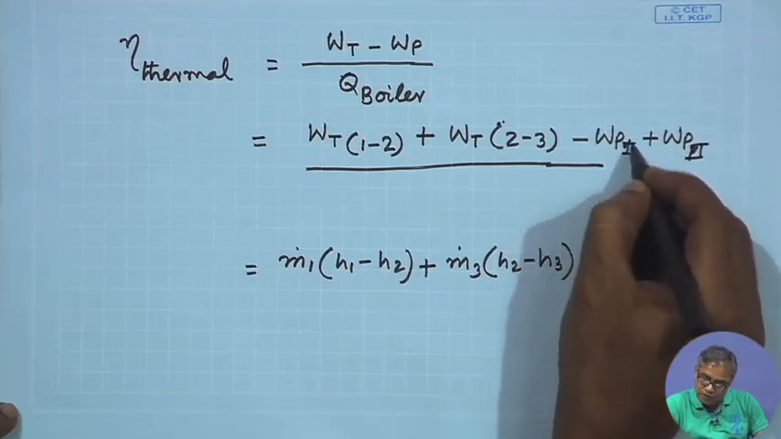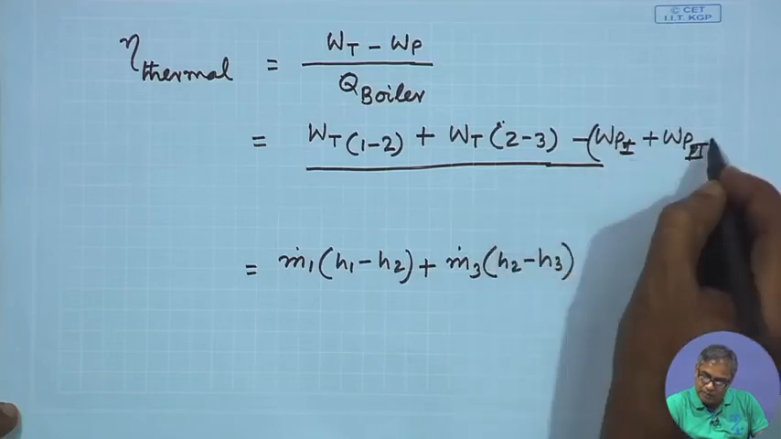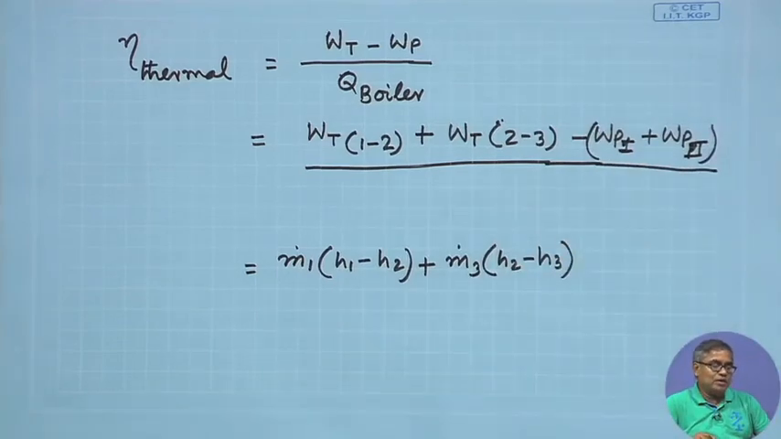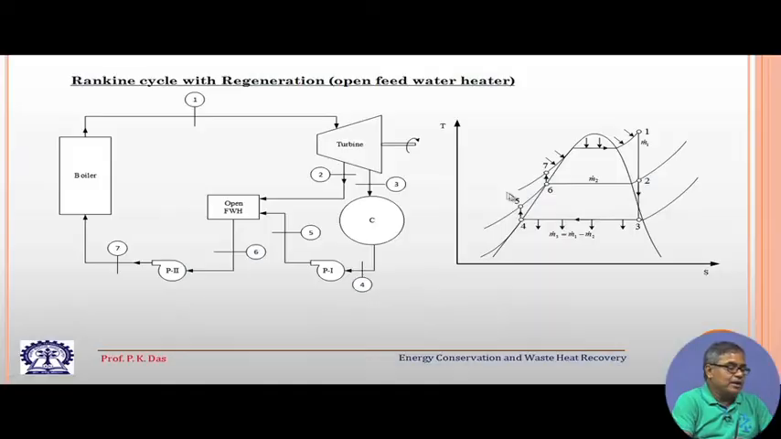We have shown it by Roman numerals. So, then W P 1 by W P 2. There are two pumps, P 1 and P 2, so we can show that. And then the boiler work, you can see that for the boiler it is from 7 to 1.